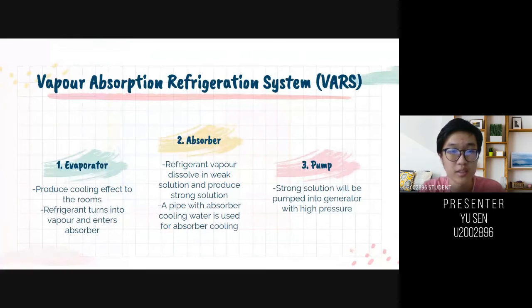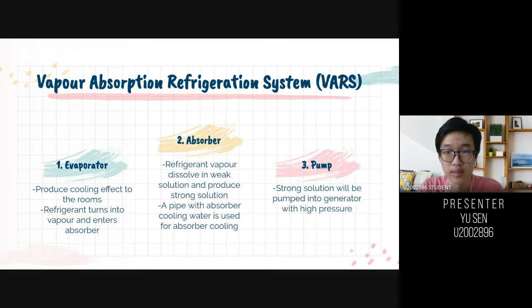The centralized air conditioning system in Sunway Medical Centre starts with the vapor absorption refrigeration system, which is known as VARS. There are 7 components in this refrigeration system, which are the evaporator, absorber, pumps, generator, condenser, expansion valve, and filter dryer. The ammonia refrigerant will flow continuously through these components when the system is functioning.